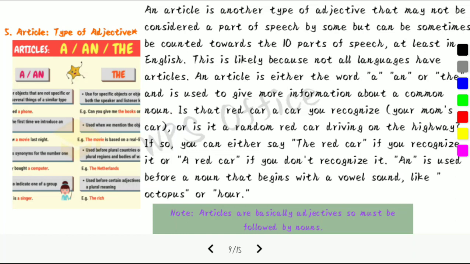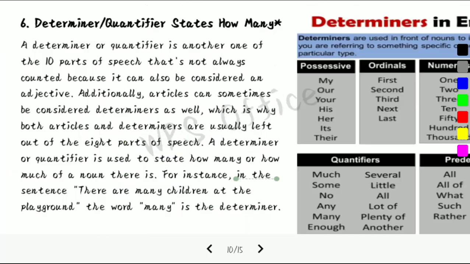He has a big house. The house has a red roof. The house has a lawn in front of it. So what is the use of the? It is used for a specific object or a specific or a particular person we are talking about, right? So determiner. What are the determiners?